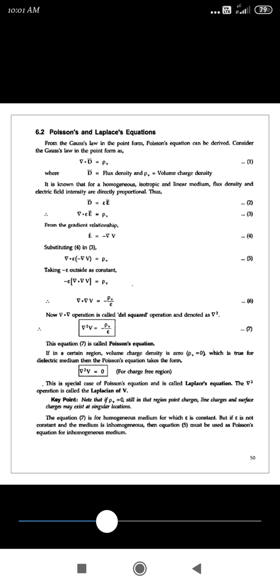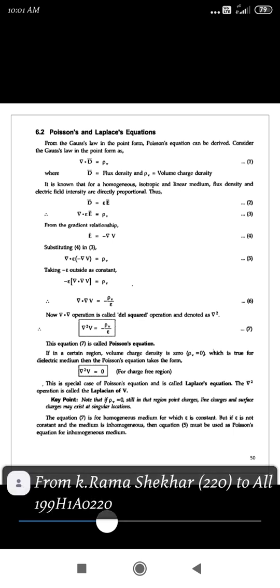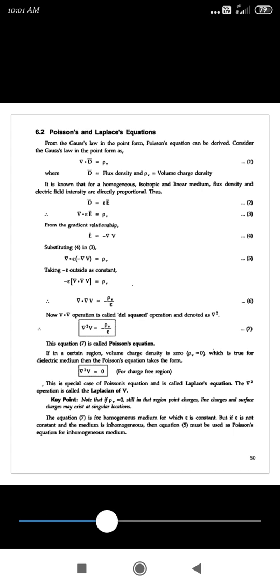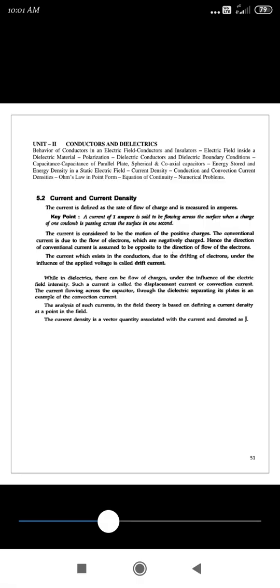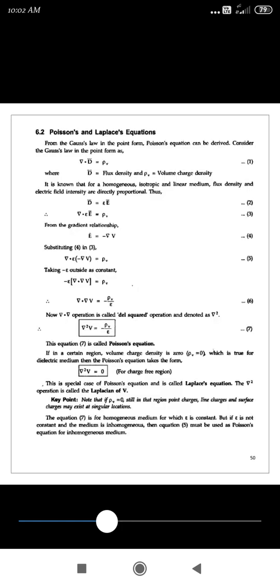This equation is for a homogeneous medium in which epsilon is a constant. If epsilon is not a constant and the medium is inhomogeneous, then the equation must be modified. Now this is the concept of Poisson's and Laplace equations. With this, we have completed the topics of the first unit.